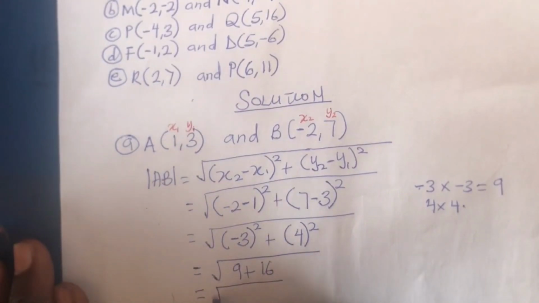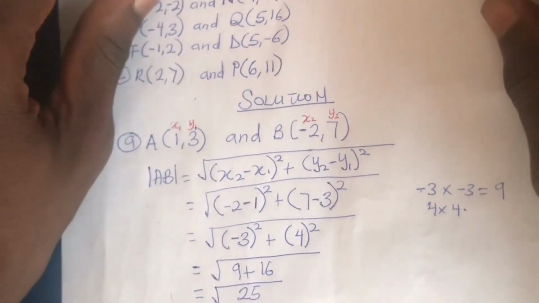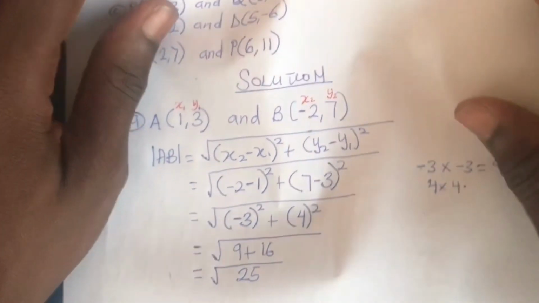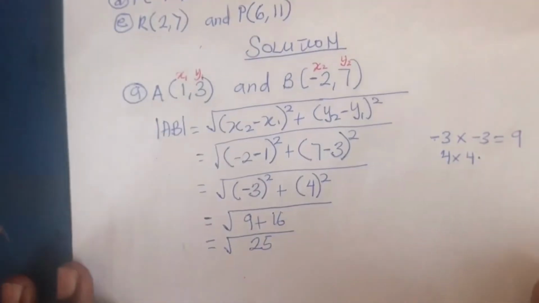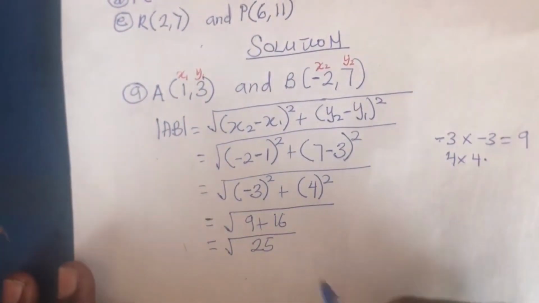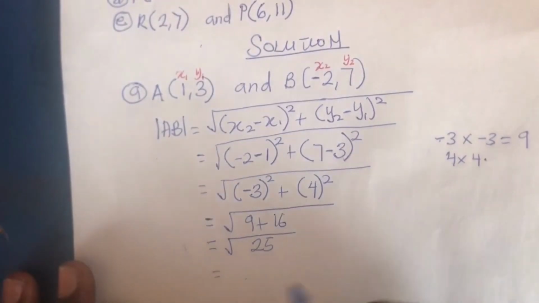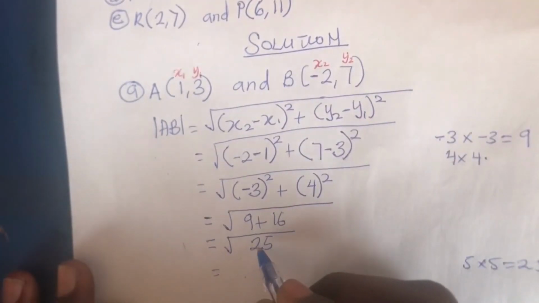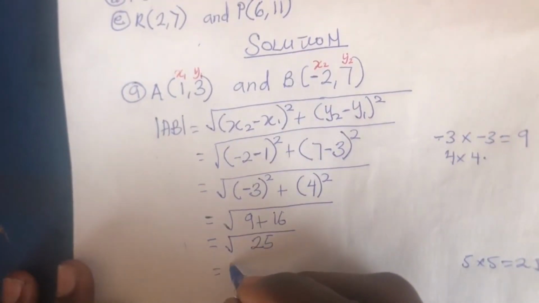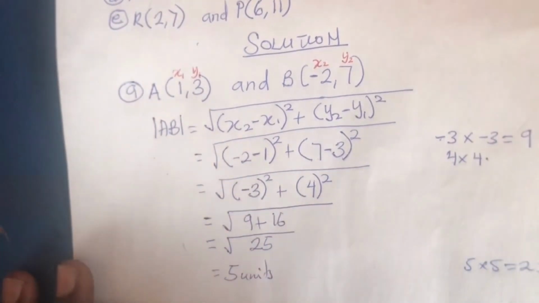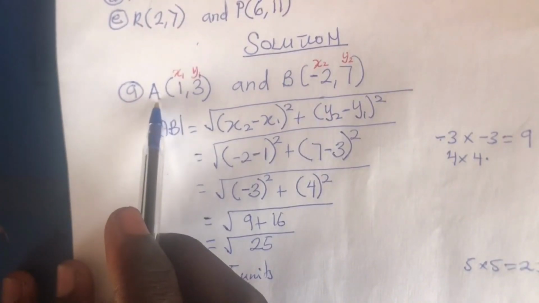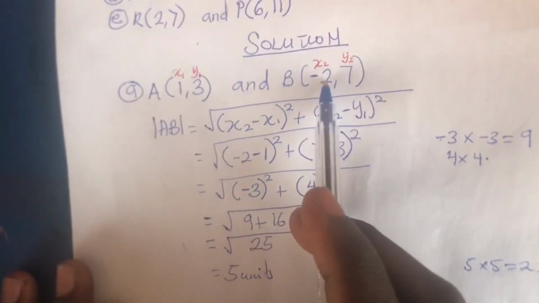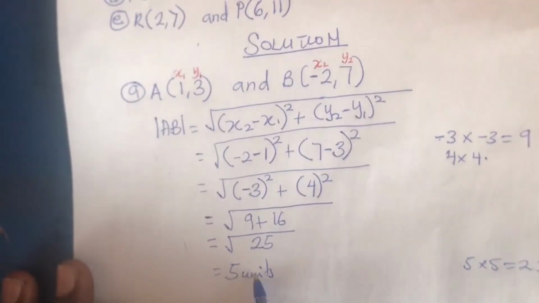So 9 plus 16 will give us 25. So now the question is, what is the square root of 25? In other words, what number can you multiply by itself to get 25? Like we all know, 5 times 5 will give us 25. It means the square root of 25 is 5 units. So it means that the distance between point A with coordinates 1, 3 and point B with coordinates -2, 7 is 5 units.